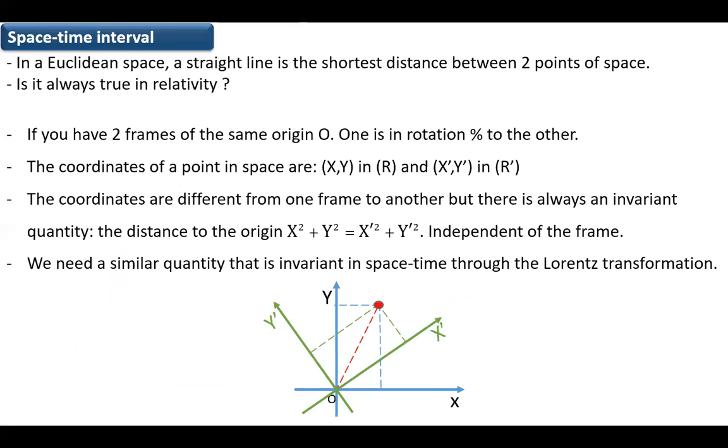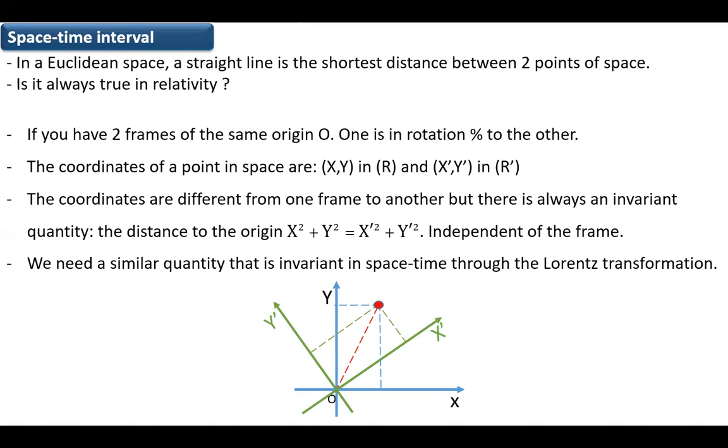Okay, we will see now what we call the space-time interval. If you are in a classical space, in a Euclidean space, the shortest distance between 2 points of space is a straight line. So if you are working in a Newtonian space, what we call a Euclidean space, a straight line is the shortest distance between 2 points of space. So is it always true in relativity or in space-time, in xt? We will see about that.